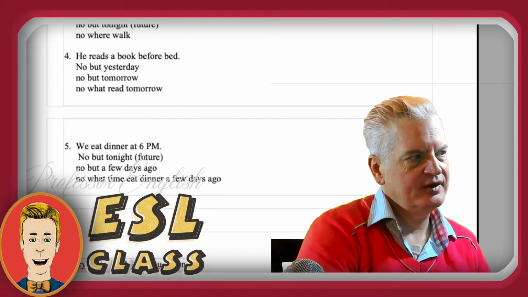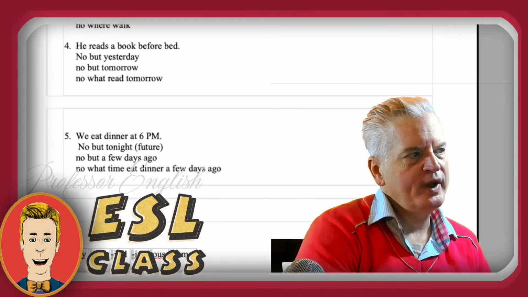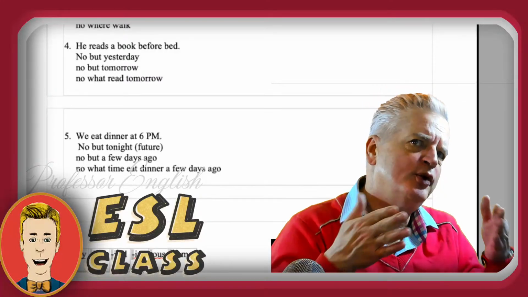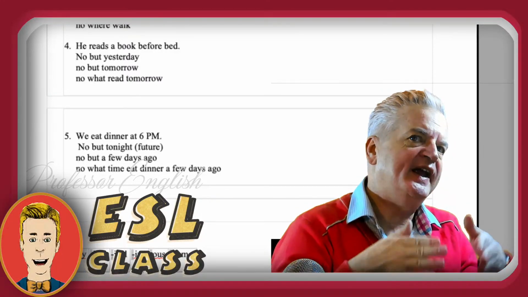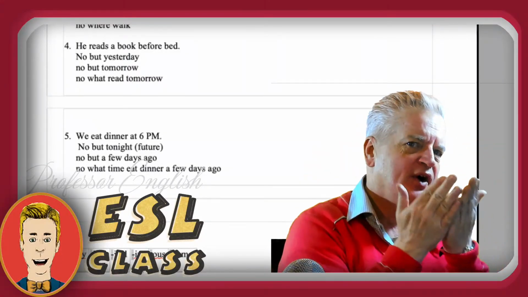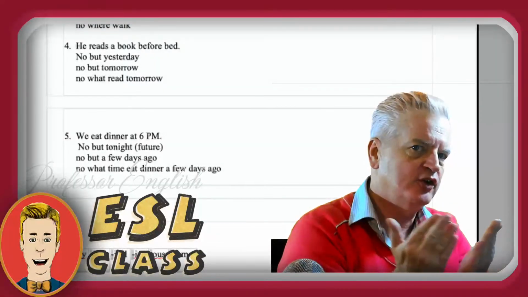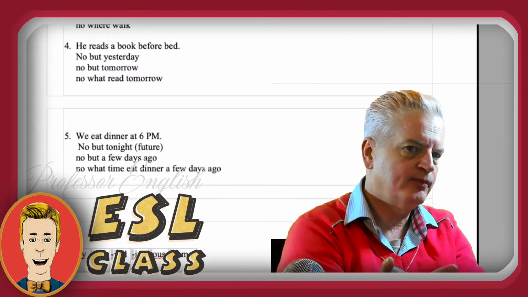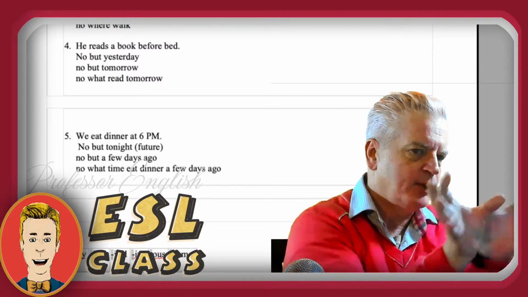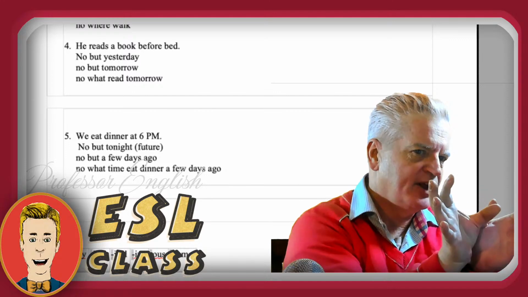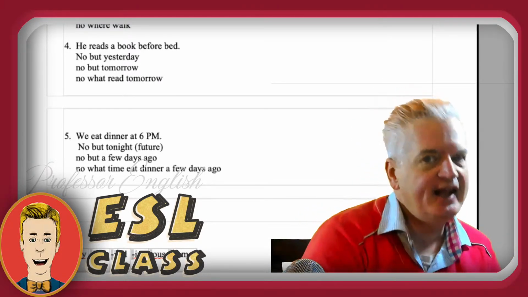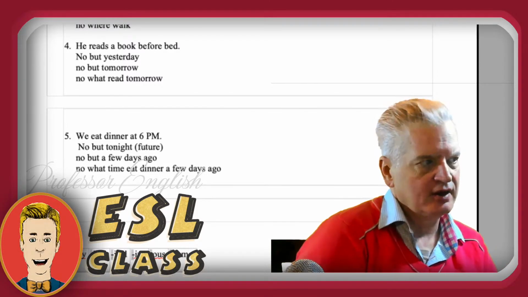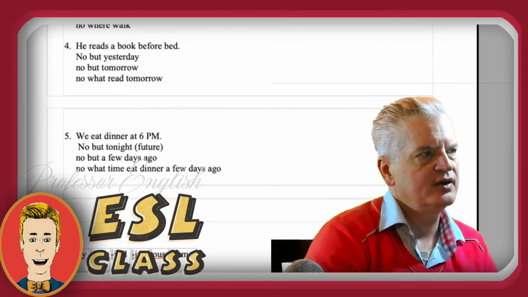We eat. Now, we ends with a vowel sound, and eat starts with a vowel sound. So you put a big E in the middle. We eat. You have to put like a new sound in there to separate the two words. You can say we eat, but most people will put the two words together and say we eat. Extra sound to separate the two words. We eat dinner at 6 p.m.